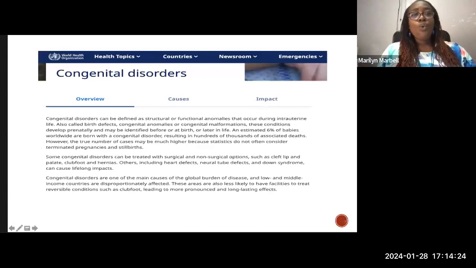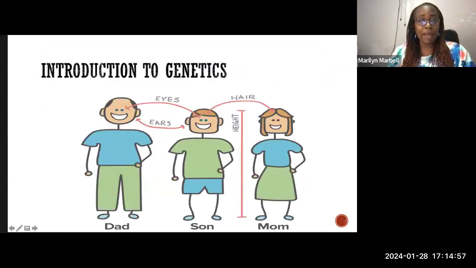So I've assessed some of these things. As I said, congenital disorders or birth defects are structural or functional differences that can occur before the baby is born. Sometimes they can be treated surgically. Other times there are non-surgical options that are available. And sometimes they cannot be treated at all. Some of them are very minor, but others can lead to lifelong impacts.